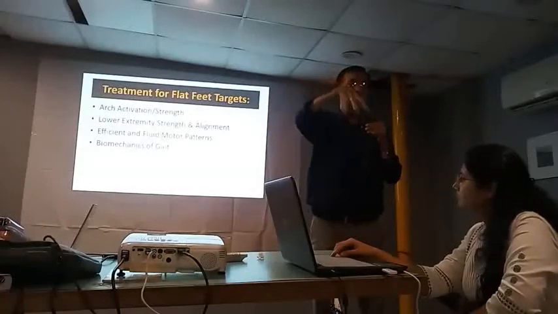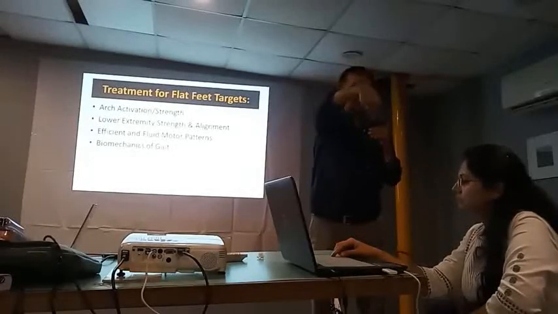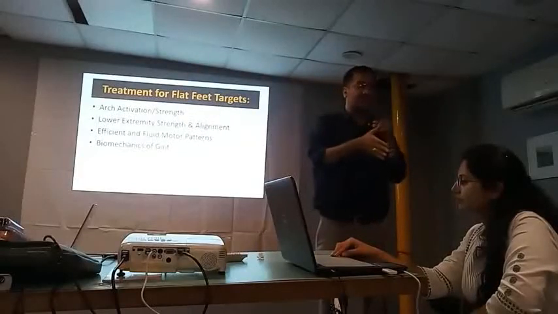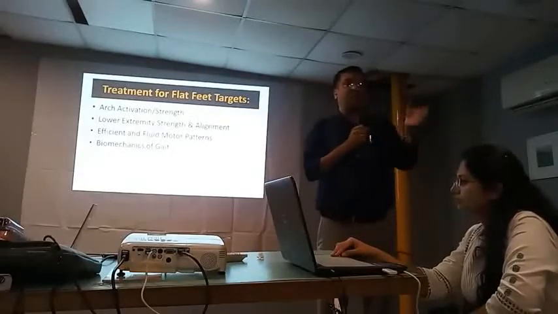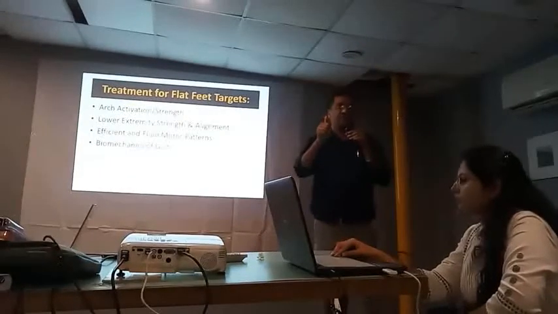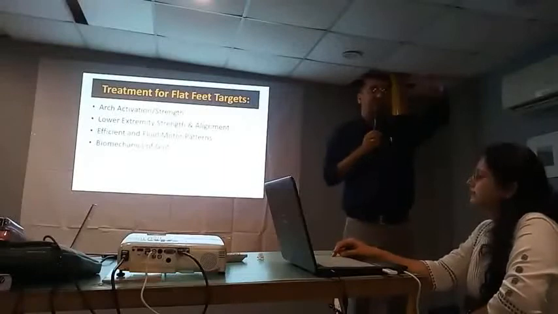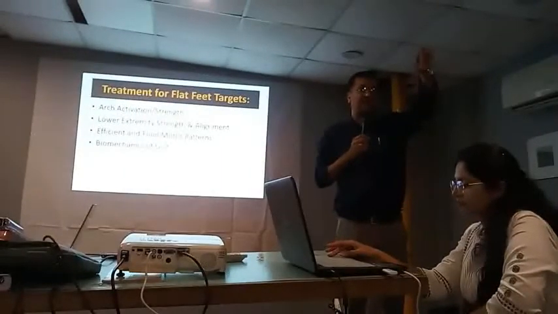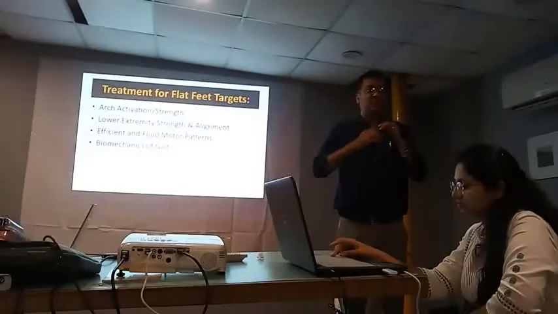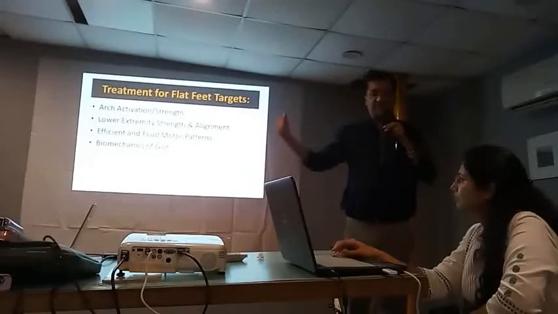But when we look at the structure, what is the suspension? This is tibialis anterior, this is tibialis posterior, so those muscles we also have to treat instead of just treating the intrinsic muscles of the foot. So as physiotherapists, when we know the structure, how the arch is held, which muscle is holding it, that is what we are going to treat.